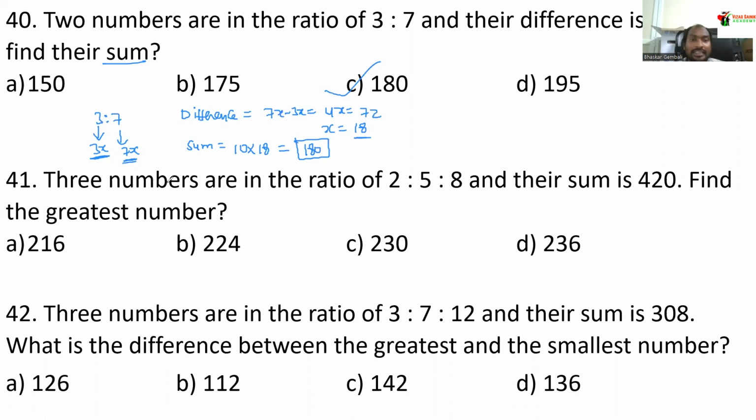Next question. 3 numbers are in the ratio of 2 is to 5 is to 8 and their sum is 420. Find the greatest number. Already I told you, ratio is a comparison between the quantities and together is the whole part. Here 2 parts, here 5 parts and here 8 parts. Total how many parts? 2 plus 5 is 7, 7 plus 8 is 15. So 15 parts equal to 420. Divide by 5, 5 3s 15, 5 84s 420, so 3 parts 28.